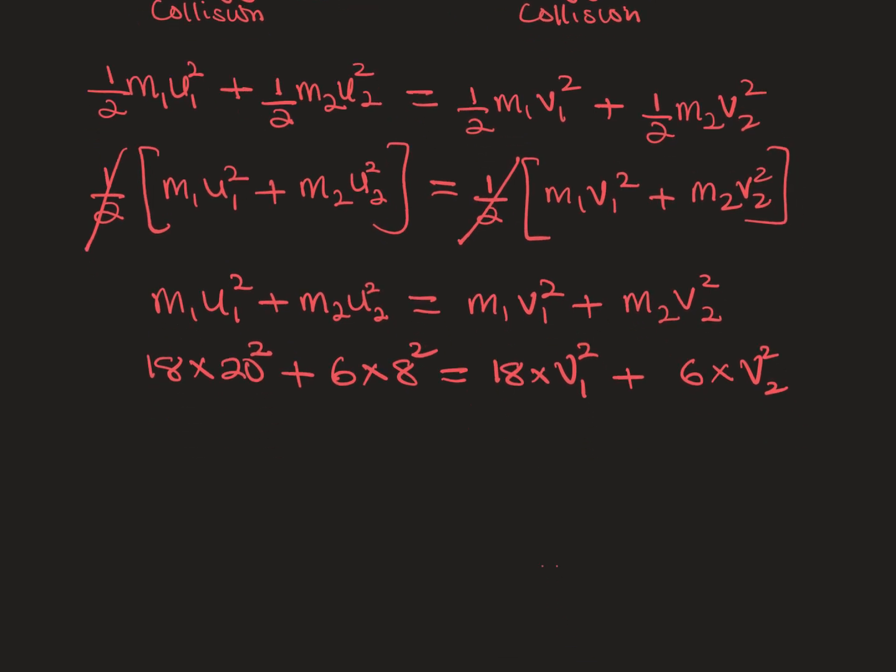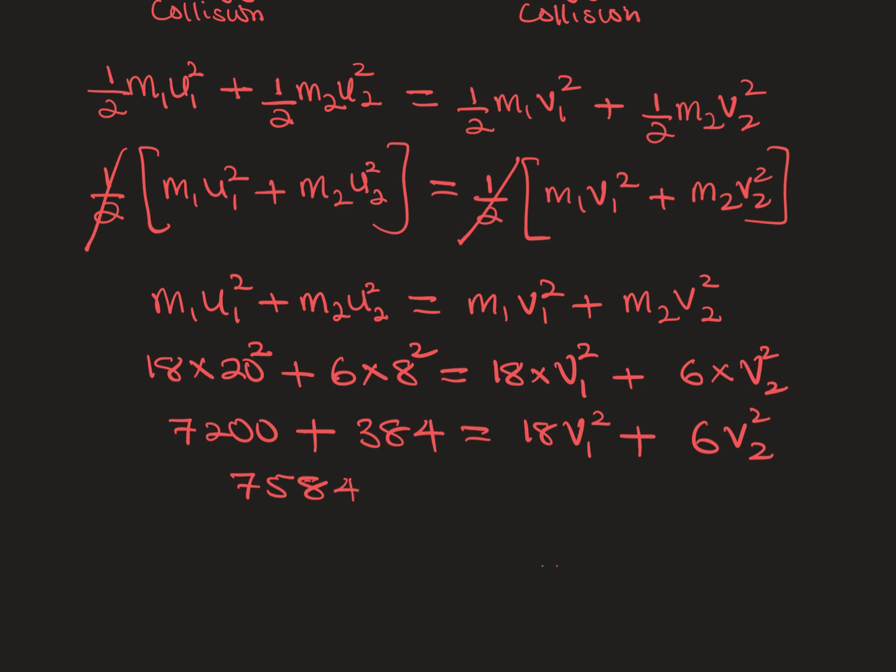Now 18 times 20 squared is 7,200, plus 6 times 8 squared is 384. This is equal to 18 times V1 squared is 18 V1 squared, plus 6 times V2 squared is 6 V2 squared. 7,200 plus 384 gives 7584. This is equal to 18 V1 squared plus 6 V2 squared.